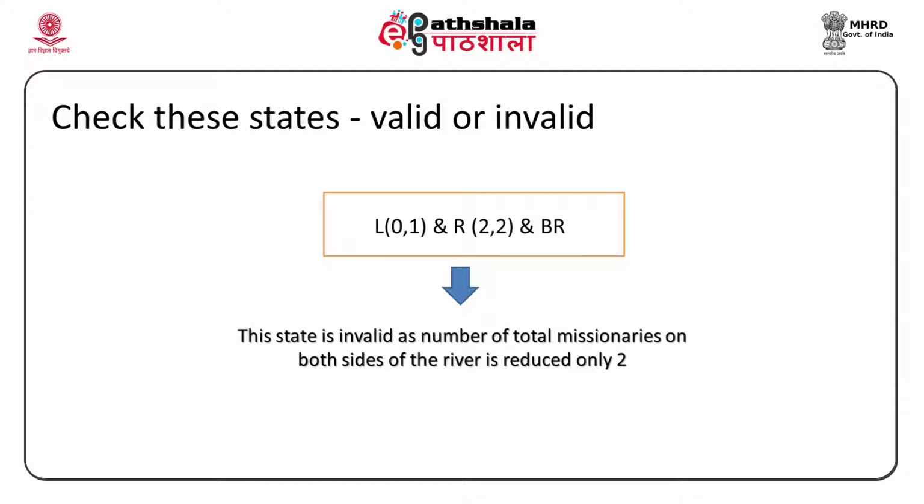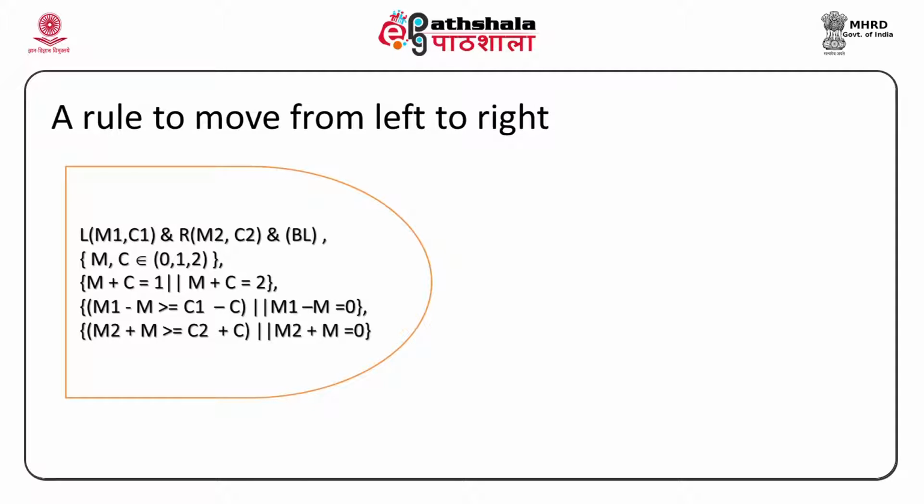Let us look at, okay, the rule number 1, moving from left to right. You may be surprised, the earlier example we had 12 moves. This is a harder problem, but we only have 2 moves. Great. See, now try to understand. It is L M1 C1, R M2 C2 and BL.